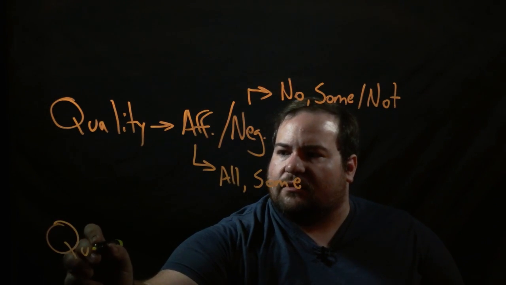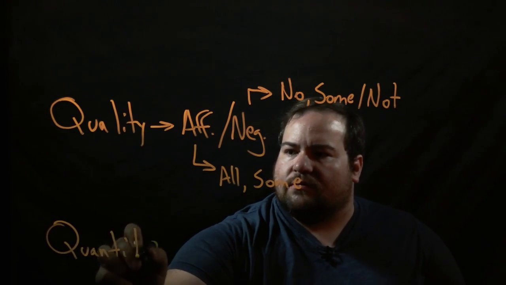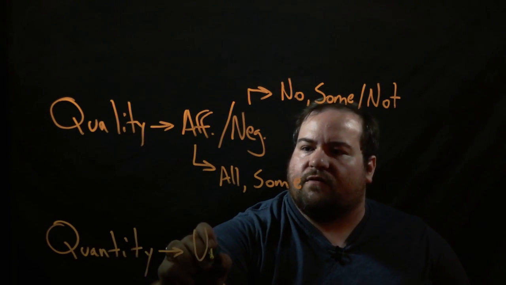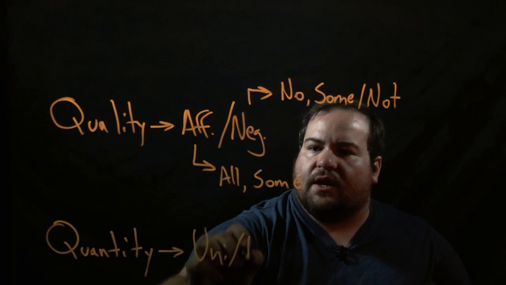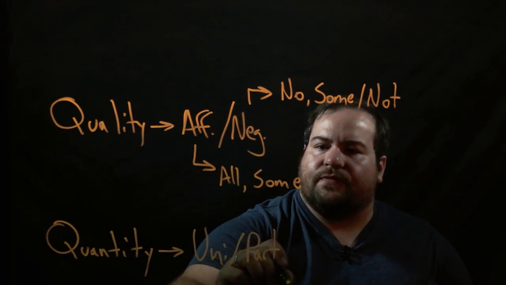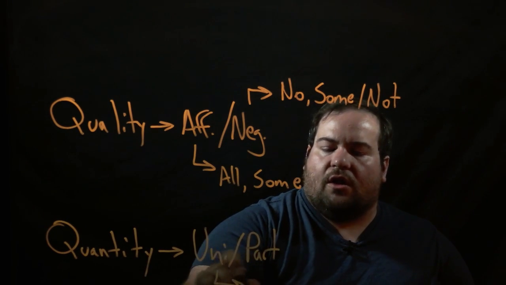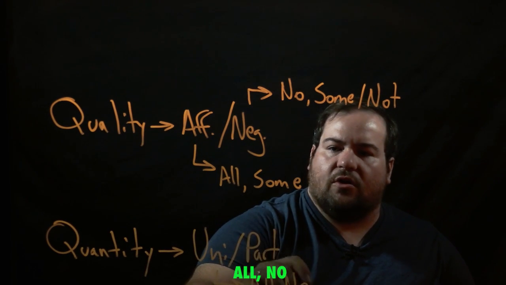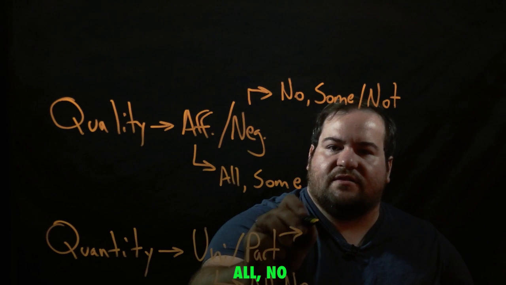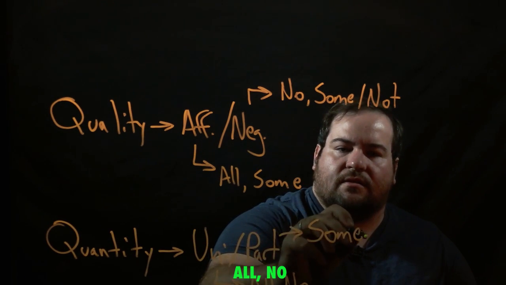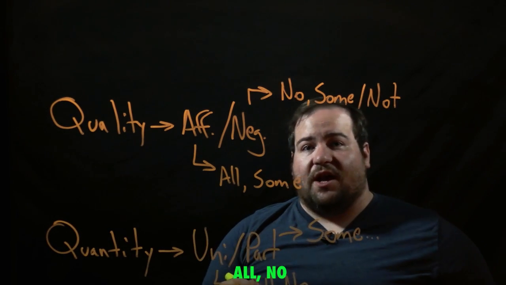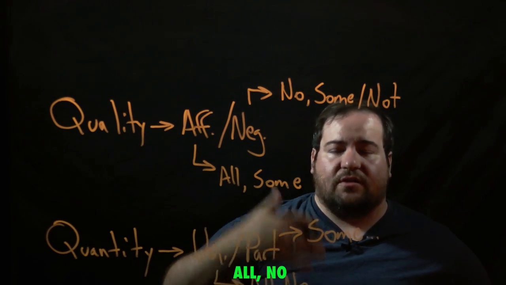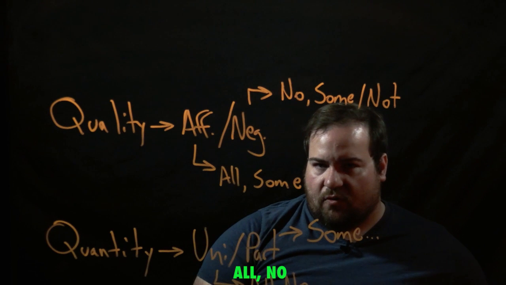And quantity has to do with whether or not a statement is universal or particular. All and no are universal, and you guessed it, some and some are not are particular. And the kinds of statements that these are is going to be really important later on.